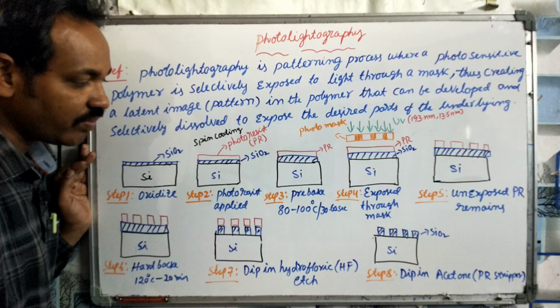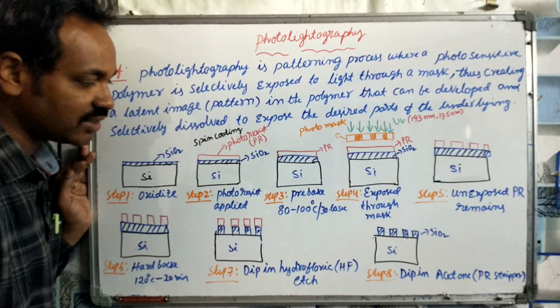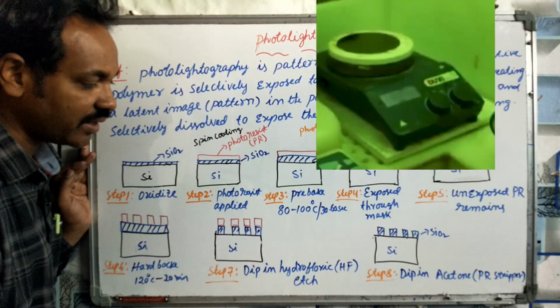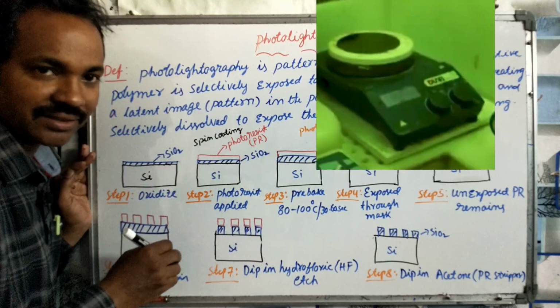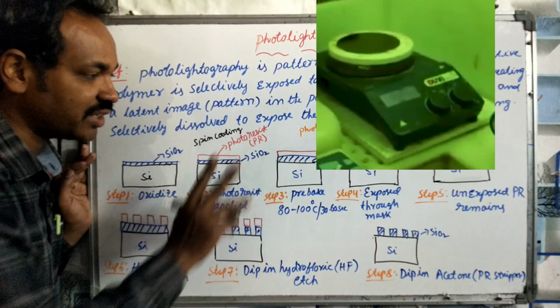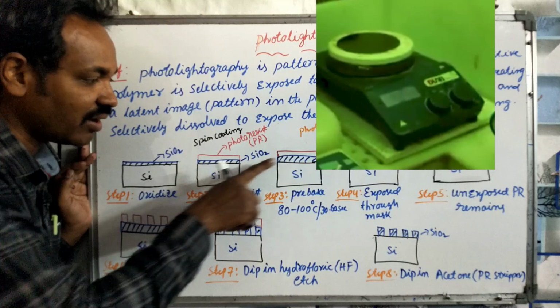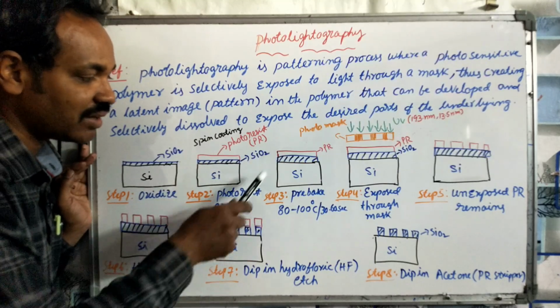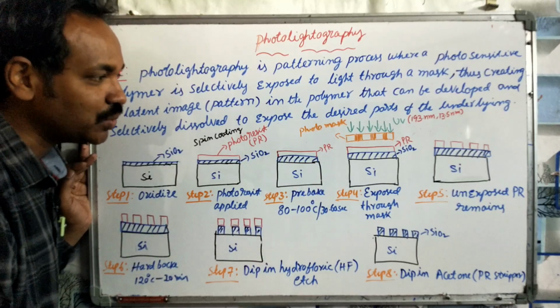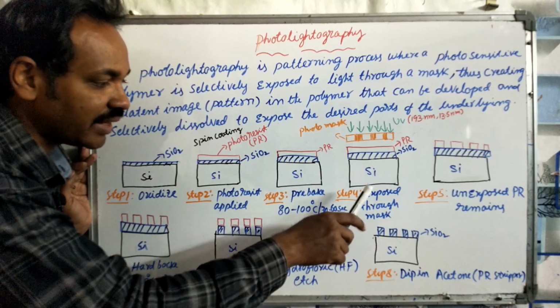Step number 3 is called pre-bake, also called preheating. We use 80 to 100 degrees centigrade for 30 seconds to harden this material and stick the PR on the silicon oxide as well as on the silicon wafer. Then step number 4, the exposure.